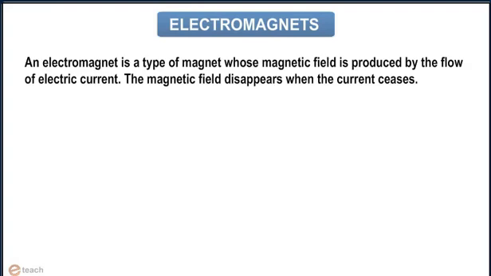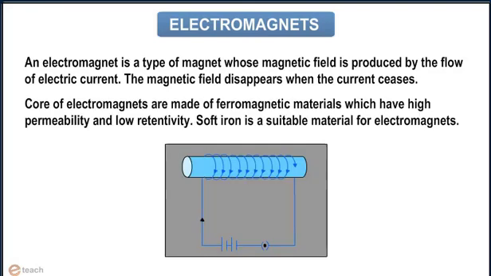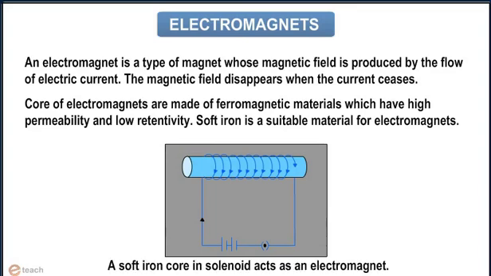Electromagnets. An electromagnet is a type of magnet whose magnetic field is produced by the flow of electric current. The magnetic field disappears when the current ceases. Cores of electromagnets are made of ferromagnetic materials which have high permeability and low retentivity. Soft iron is a suitable material for electromagnets.